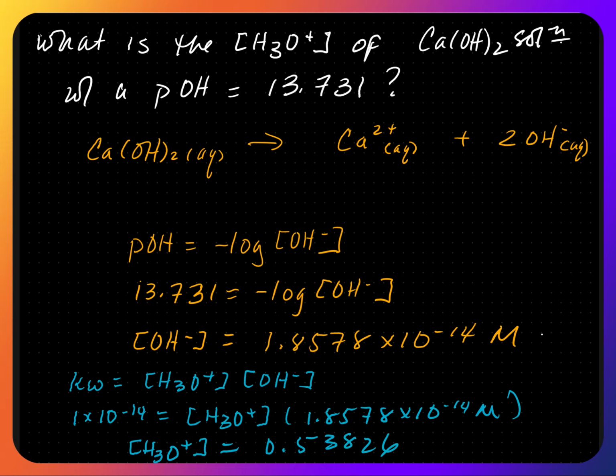Sig figs for pOH start after the decimal, so there's 3 here. So I need 3 in the answer. So I go to the first non-zero digit, which is a 5. 1, 2, 3. Look 1 to the right. The 8 stays, so 0.538 molar.